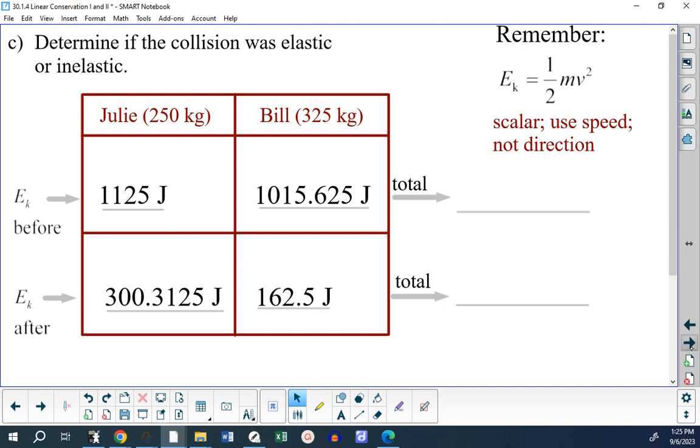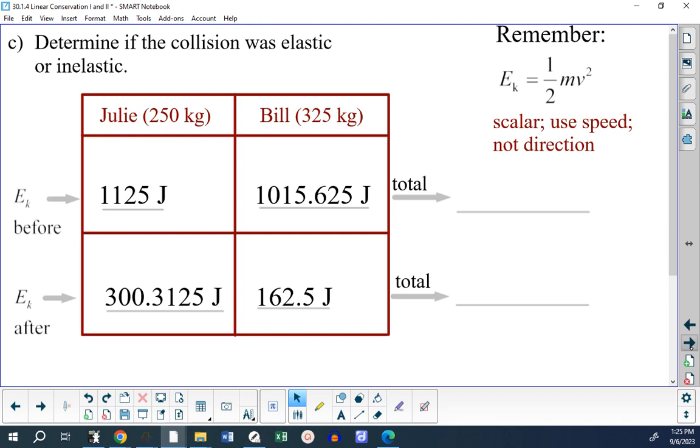Now listen very carefully, because I realized a couple of years ago some people missed the boat here. They look at, for example, Julie, and they say, well, Julie lost kinetic energy, and they look only at Julie, and they say, since Julie lost kinetic energy, it's not elastic. The problem with that logic is maybe Bill gained the same amount of kinetic energy. We want to look at a total.